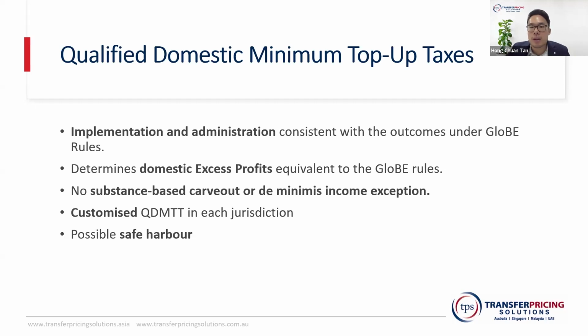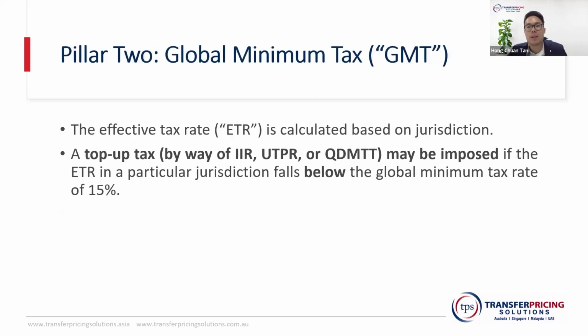All right, let's just recap the Pillar 2 GMT. Where we have QDMTT, we have IIR, and we have UTPR. These are the top-up taxes that can be imposed when the effective tax rate is below the current global minimum tax rate of 15%. It may change, but for now it's 15%. And let's look at the three top-up rules under the GMT, right?